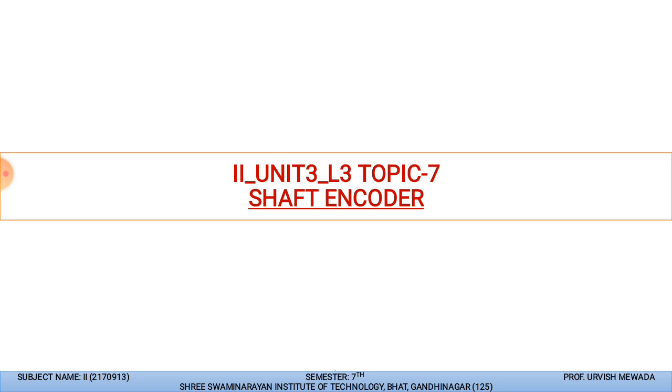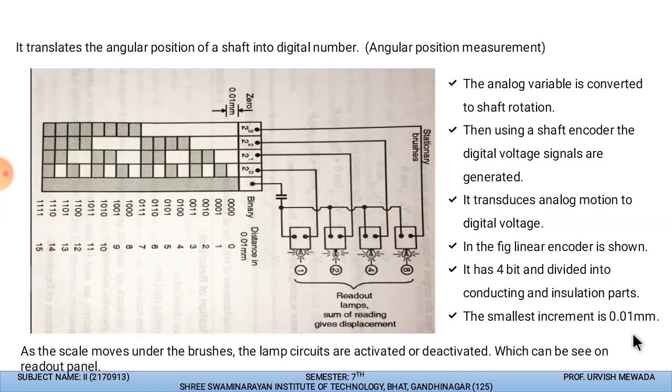In lecture number 2, we studied the rotary variable differential transducer, the output expression of the piezoelectric transducer, and the Hall effect sensor. Now, in lecture number 3, topic number 7, we are going to study the shaft encoder. This shaft encoder is basically used for displacement measurement. So let us discuss the shaft encoder.